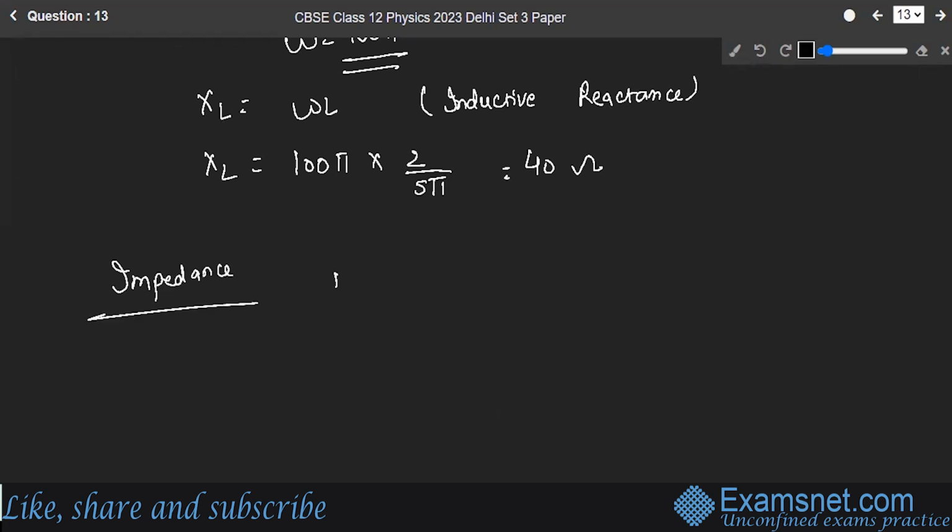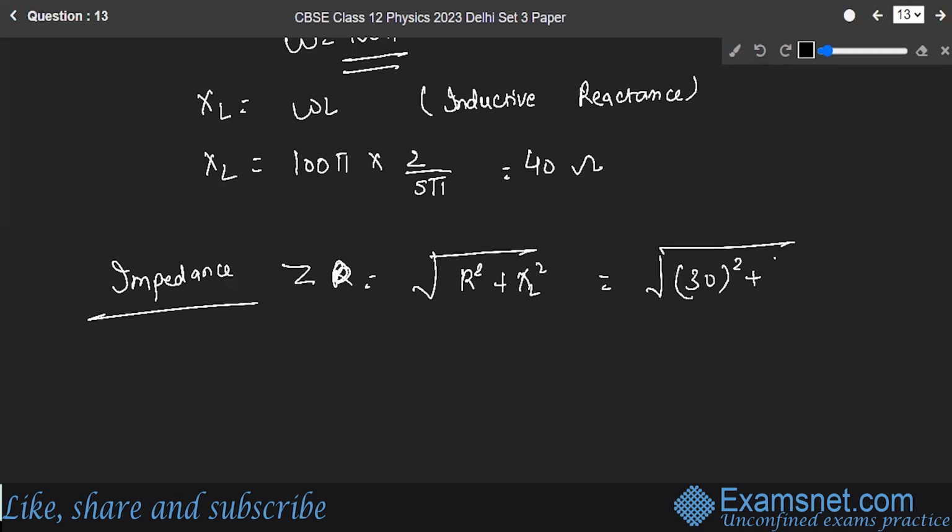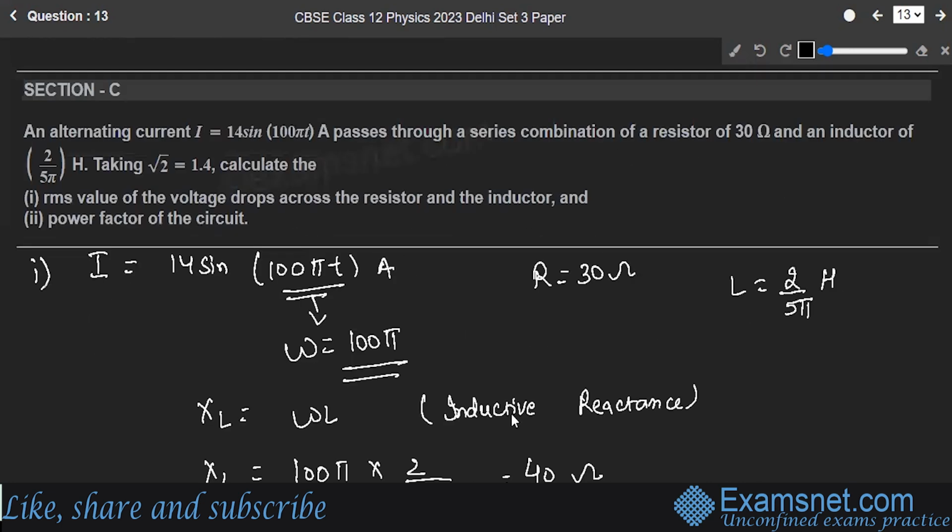Now impedance Z is equal to the root of R square plus XL whole square. R is 30 and XL is 40, so this is equal to 900 plus 1600, that is 2500. The root will give you 50 ohm, that is equal to Z. We just calculated the impedance, and now I have to find out the RMS value of the voltage drop across the resistor and the inductance.